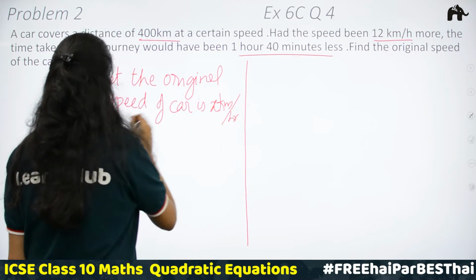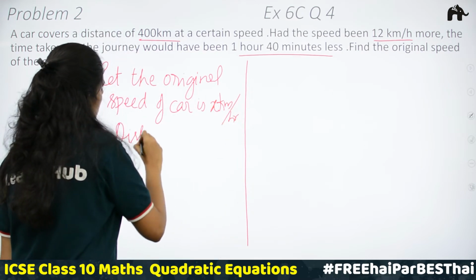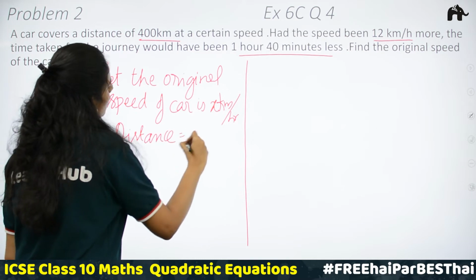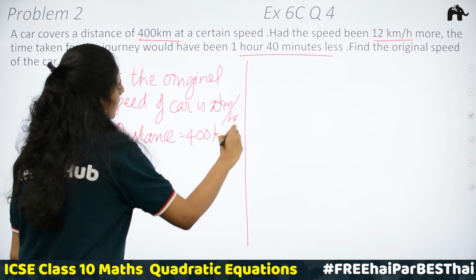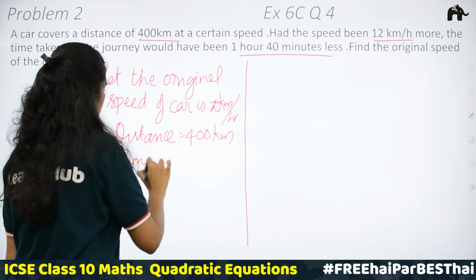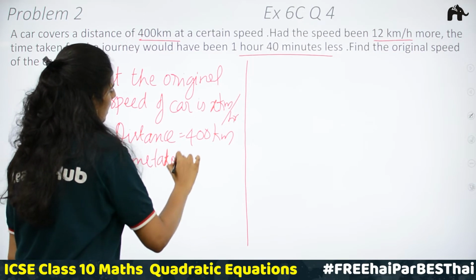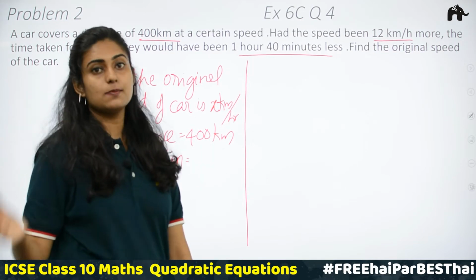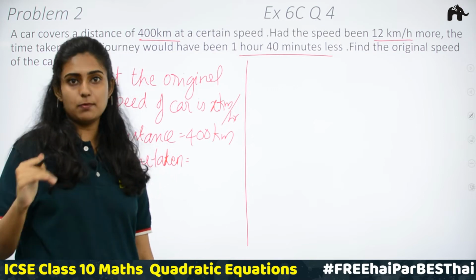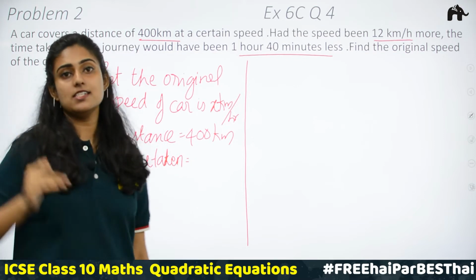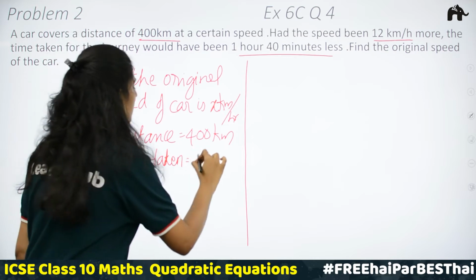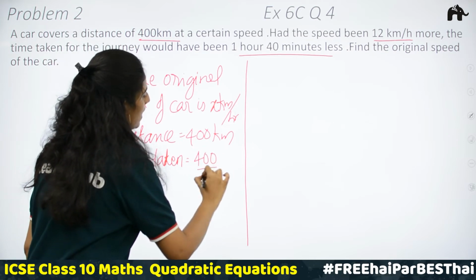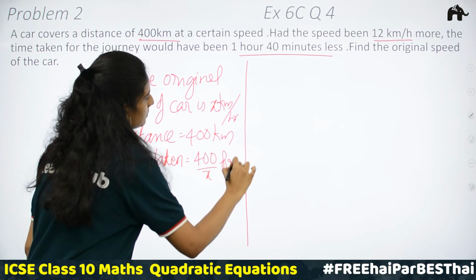Okay. The distance is given. Distance is equal to 400 kilometer. Then what is the time taken? In this case, the time, distance, speed relation: speed is equal to distance divided by time, which means time taken is equal to distance by speed. Here it is 400 divided by x hours.